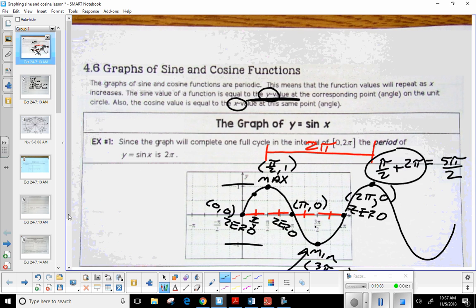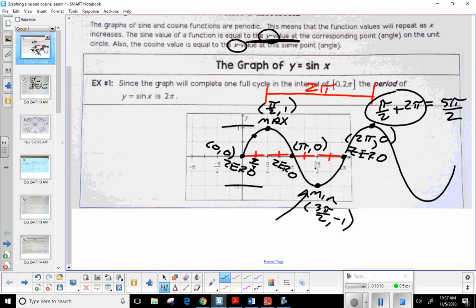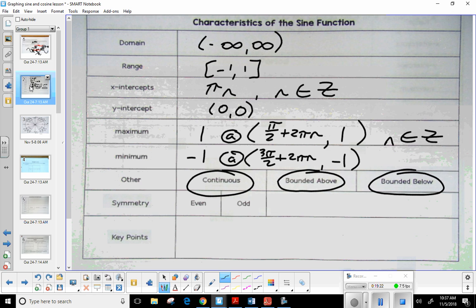So let's come over here to sine. Let me go ahead and draw the other portion of this to kind of help you out. If I were to fold along the y-axis, would these two parts come together perfectly? No, they're not going to do that. Okay, so this is definitely not even.